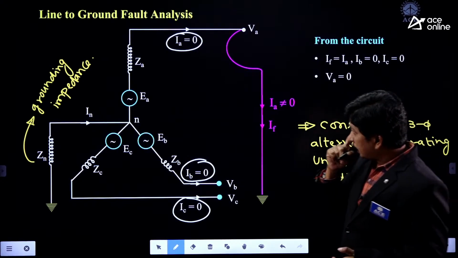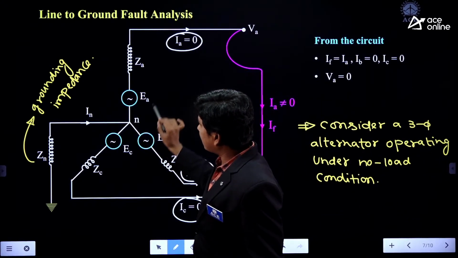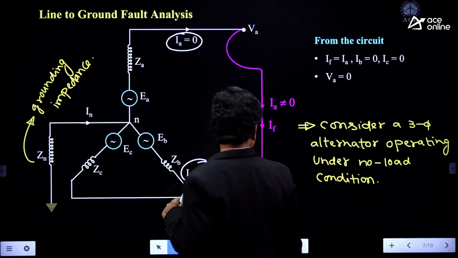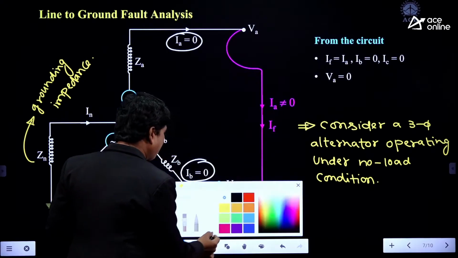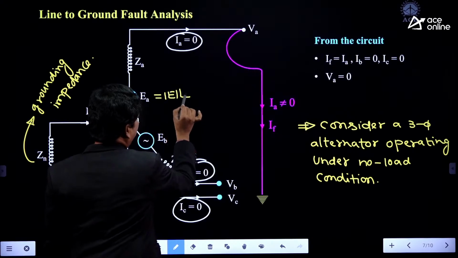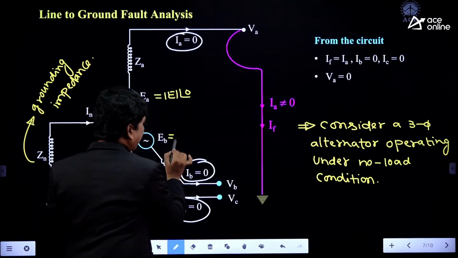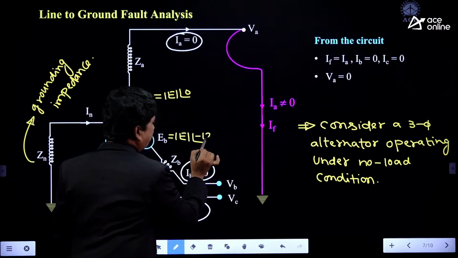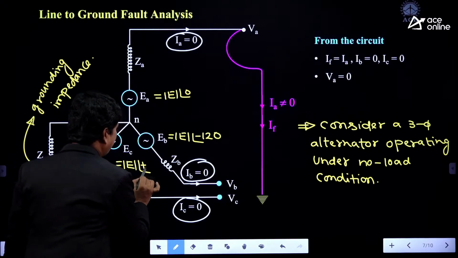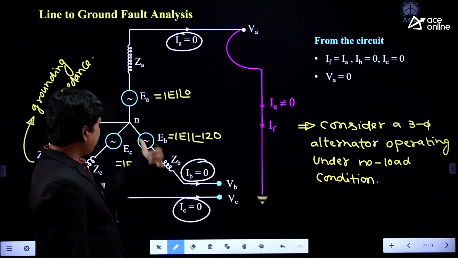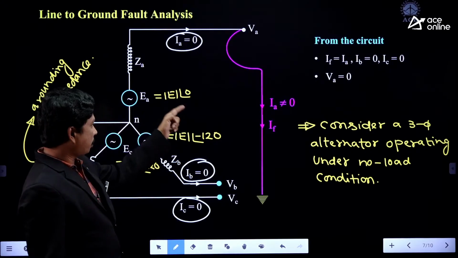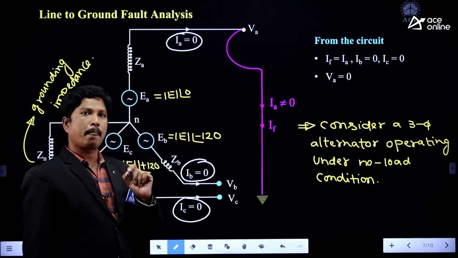Clear? And the induced EMFs of the generator in phases A, B and C are EA, EB and EC. They are balanced. If EA has a magnitude of E at an angle of 0, then EB will have a magnitude of E at an angle of minus 120, and EC will have a magnitude of E at an angle of plus 120. So these EMFs are balanced in nature, with equal magnitudes and a phase angle difference of 120 degrees between them.